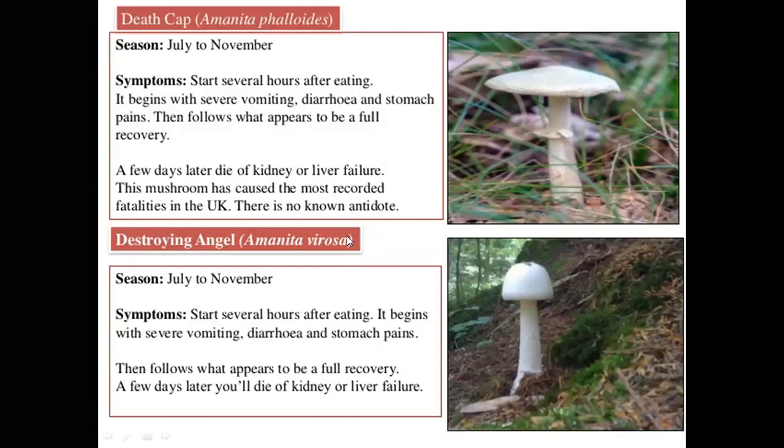Now some of the poisonous mushrooms. That is a death cap mushroom, Amanita phalloides. Season: July to November. Symptoms start several hours after eating. It begins with severe vomiting, diarrhea and stomach pains. ये अगर consume कर लेते हम लोग तो diarrhea हो जाएगा, vomiting होना शुरू हो जाएगा, stomach pain होगा शुरू हो जाएगा. Then follows what appears to be a full recovery.